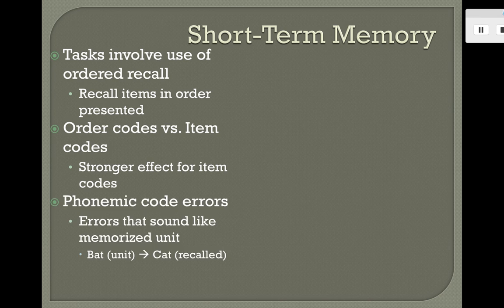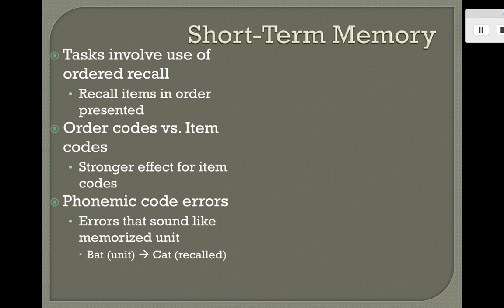Now, we also encounter what are called phonemic code errors. With phonemic code errors, we find that items that sound alike are going to be processed as memorized units. So, bat and cat are probably going to have a lot of similarity in the way that we actually produce them, in terms of our sound. The major difference here is the ba and the ka sound at the beginning of each one. There's a lot of similarity between these two items in terms of their sounds, so there are going to be lots of errors that occur in recollection.